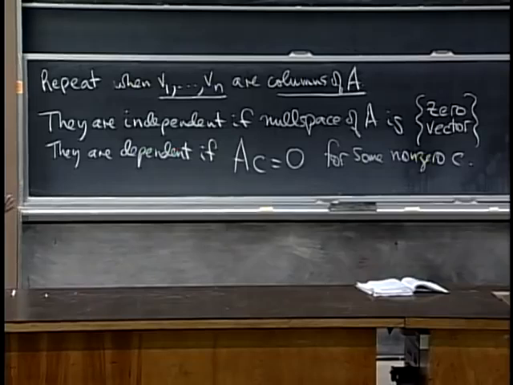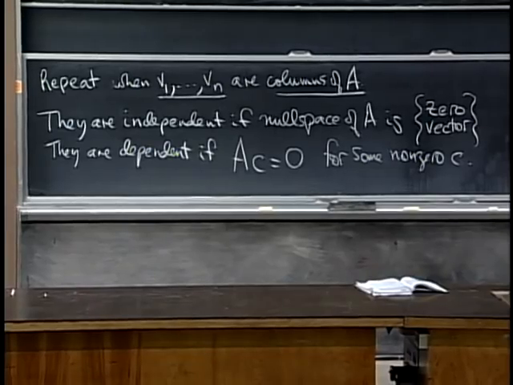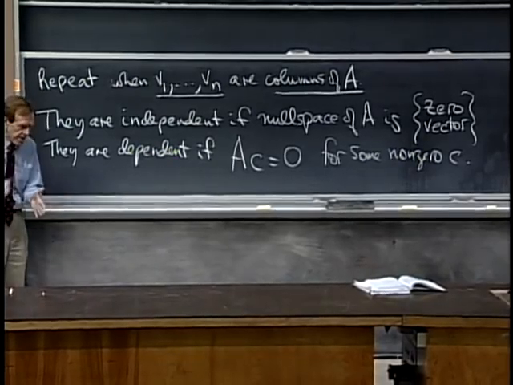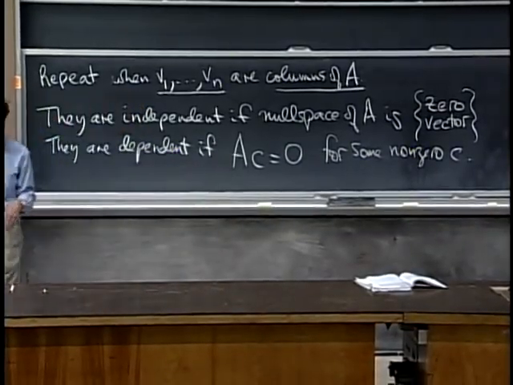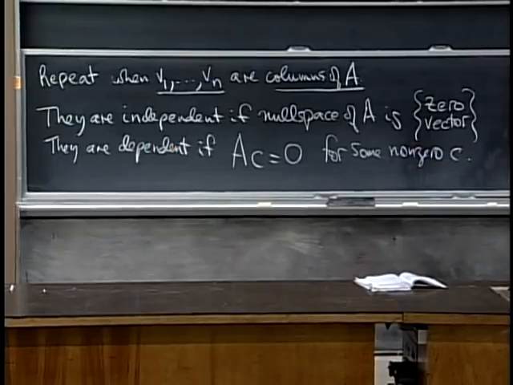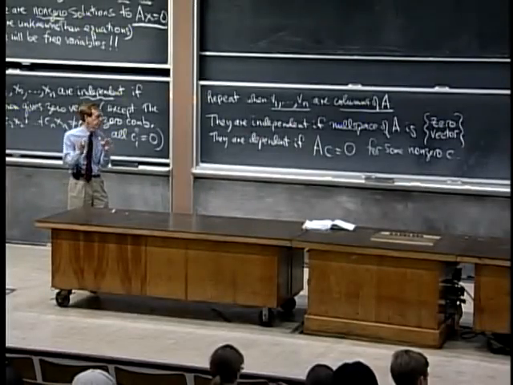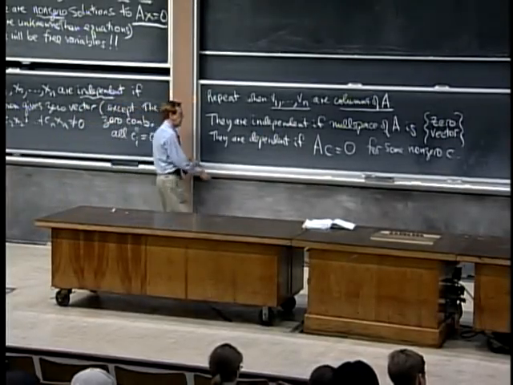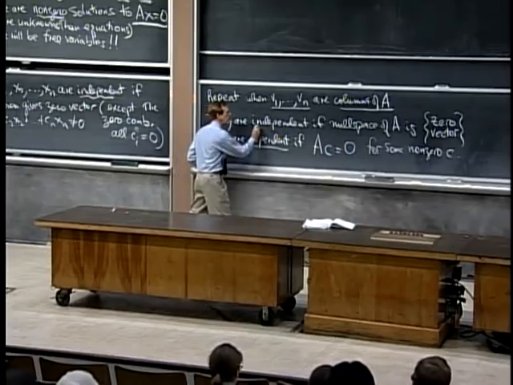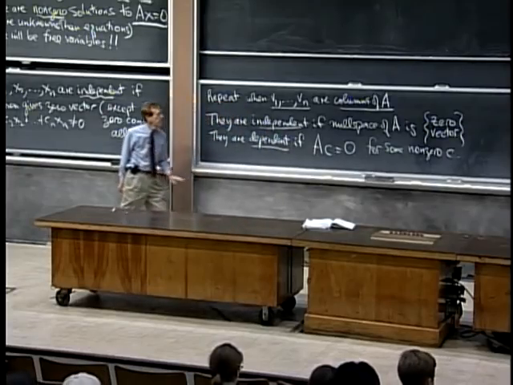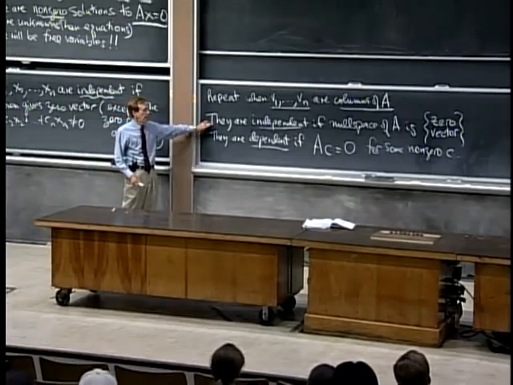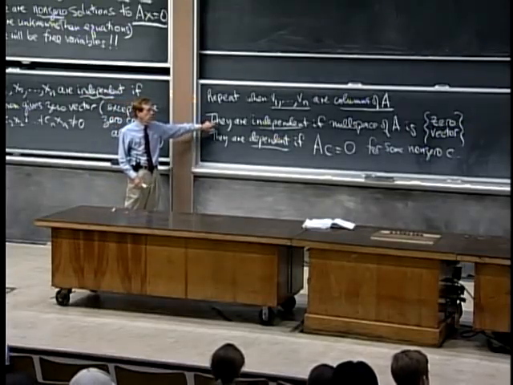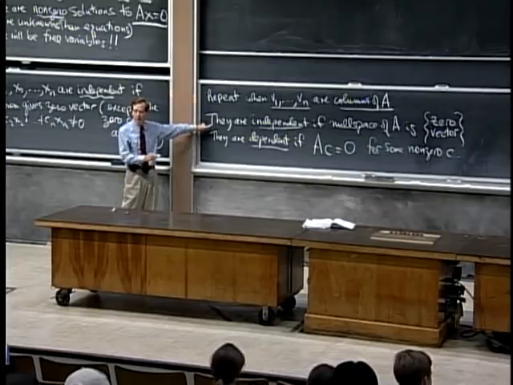I think you're with me, because we've seen, lecture after lecture, we're looking at the combinations of the columns and asking, do we get 0 or don't we? And now we're giving the official name: dependent if we do, independent if we don't. So I could express this in other words now. I could say the rank, what's the rank in this independent case?